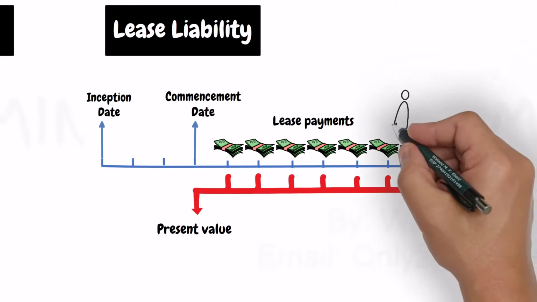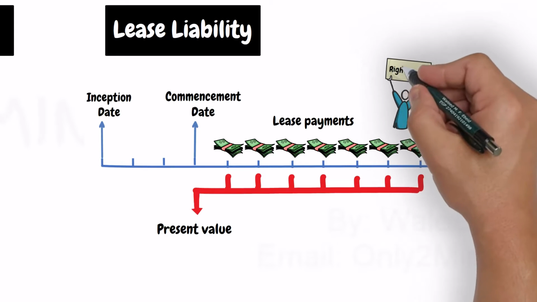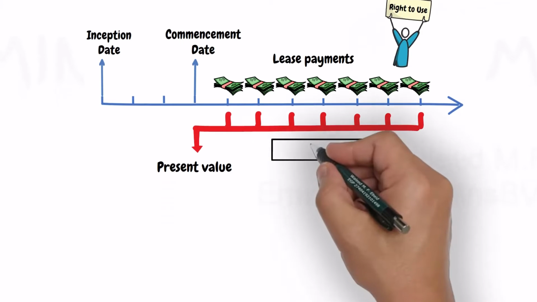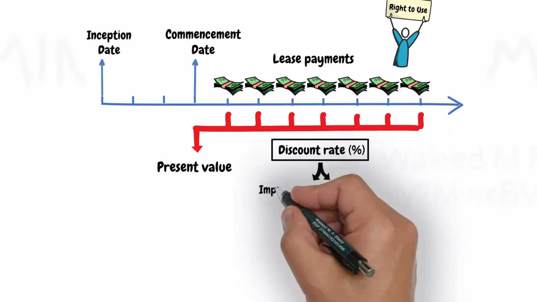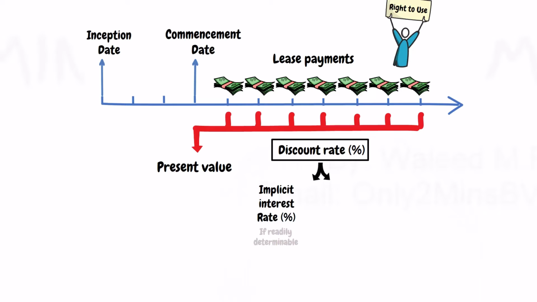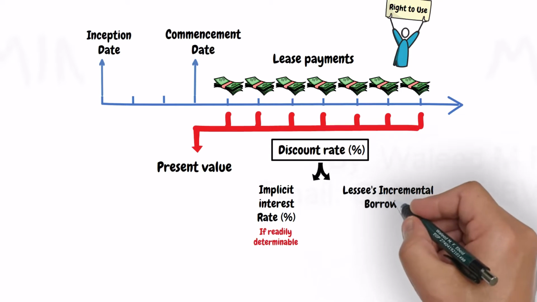The lease payments are the payments made by the lessee to the lessor for having the right to use the leased asset during the lease term. The discount rate that should be used in discounting these lease payments is the interest rate implicit in the lease, if it is readily determinable. Otherwise, the lessee's incremental borrowing rate should be used.